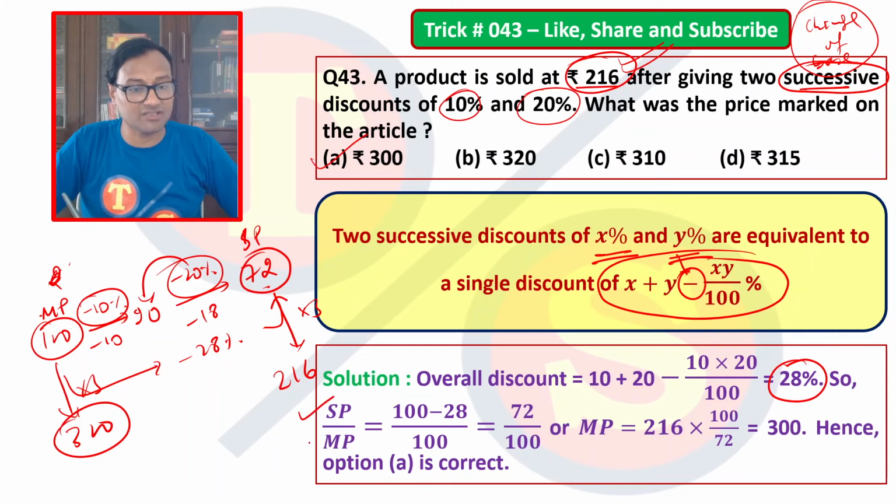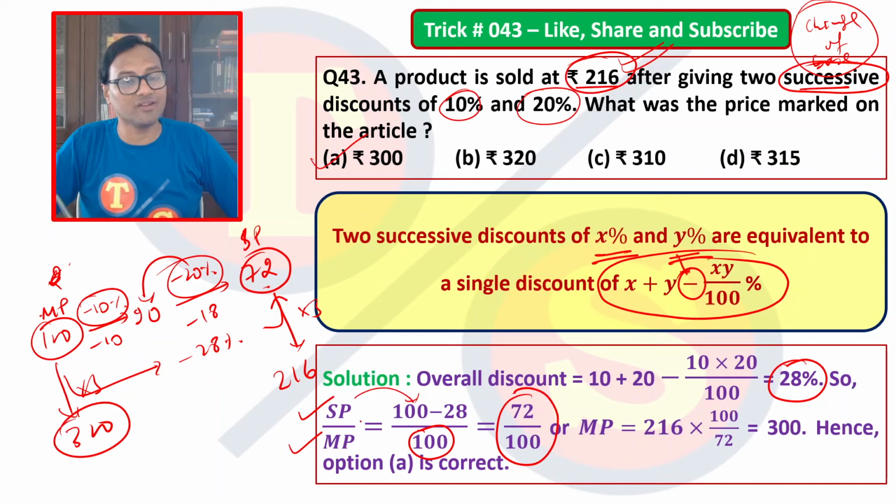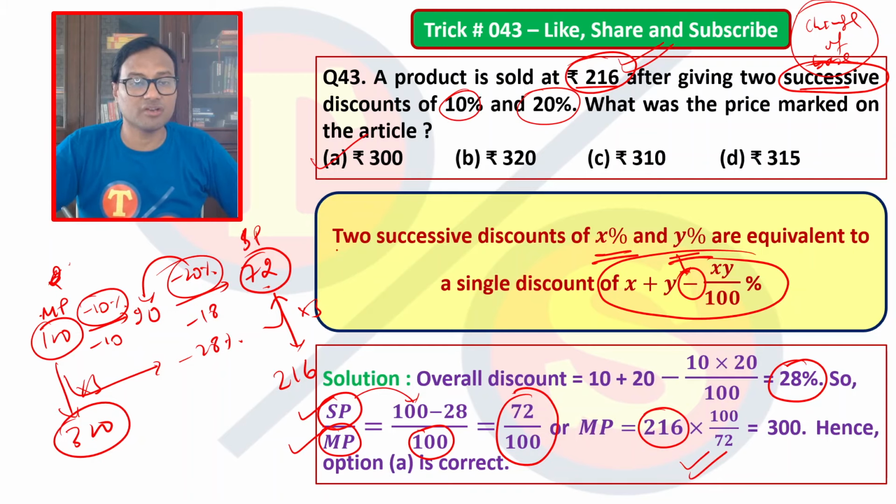Now, selling price and mark price. If the mark price is 100, then the selling price will be 100 minus 28, which means 72, and 72 by 100 is the ratio between them. Now we have the selling price with us, that is 216. Put the value of the selling price and calculate the mark price, and you will have the answer. So this is how you can calculate it.